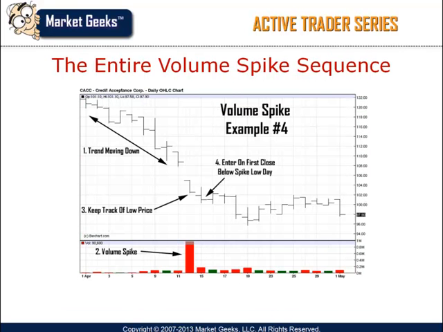You can see the entire progression in this example. We begin by determining the direction of the trend. Afterwards, we isolate the volume spike and determine the lowest price reached that day. We then closely monitor the position for a closing price that's below the spike day's low. In this particular case, the low occurred the next day following the spike low, and we enter the market at the close or MOC.